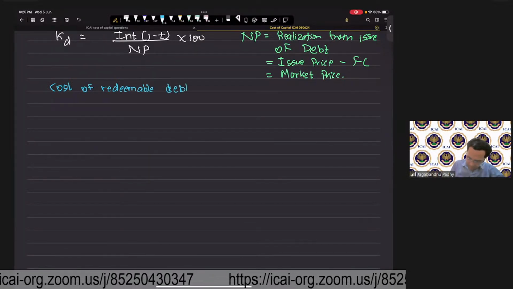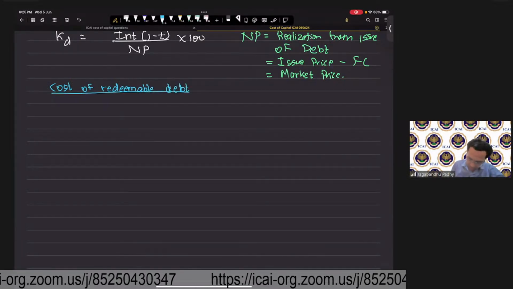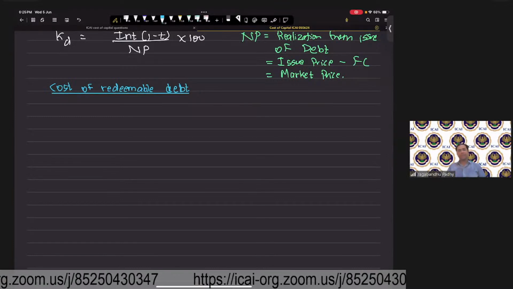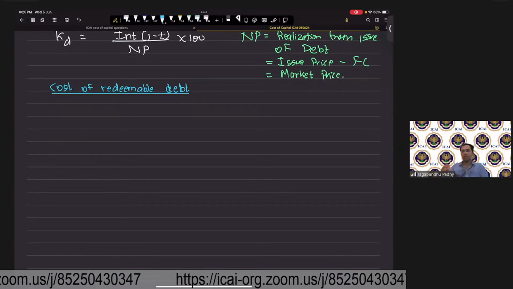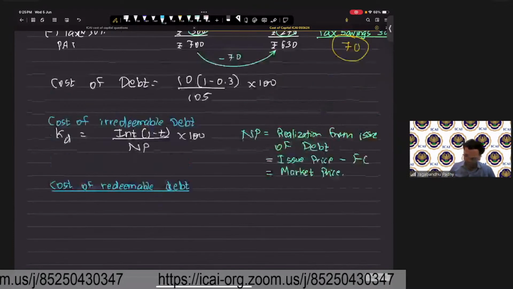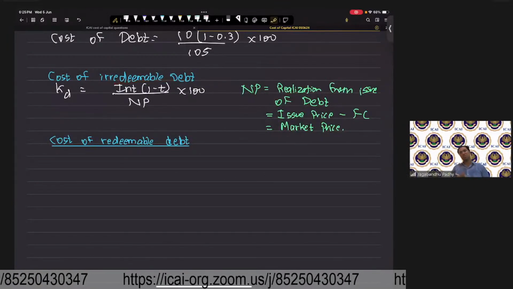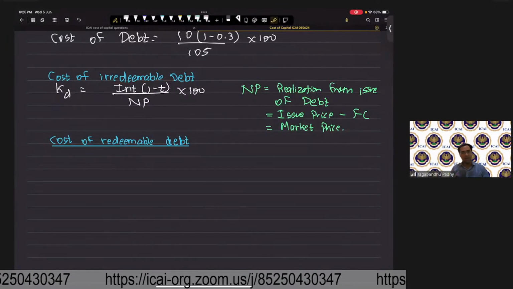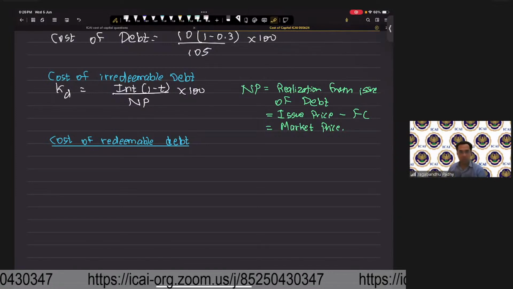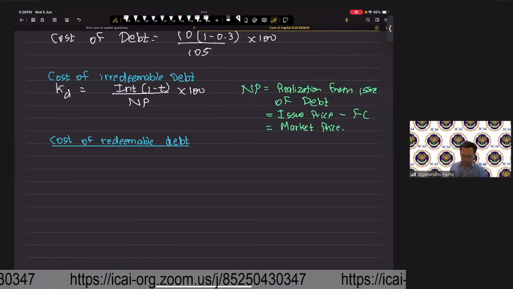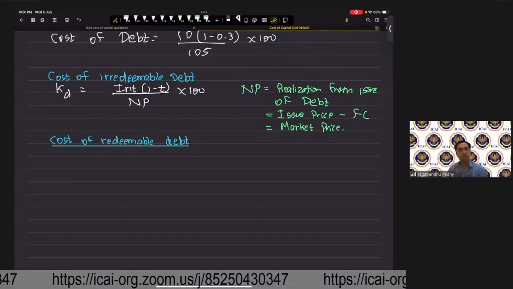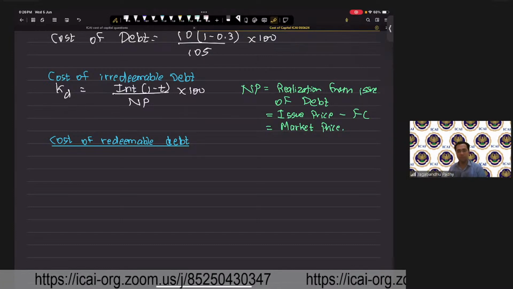What do you mean by redeemable debt? Redeemable debt means you are going to repay the debt with certainty after a certain number of years. Irredeemable debt means you're not going to return back the principal, rather you're just going to continue paying interest on a regular basis. In case of redeemable debt, you're going to repay it in a certain period of years.